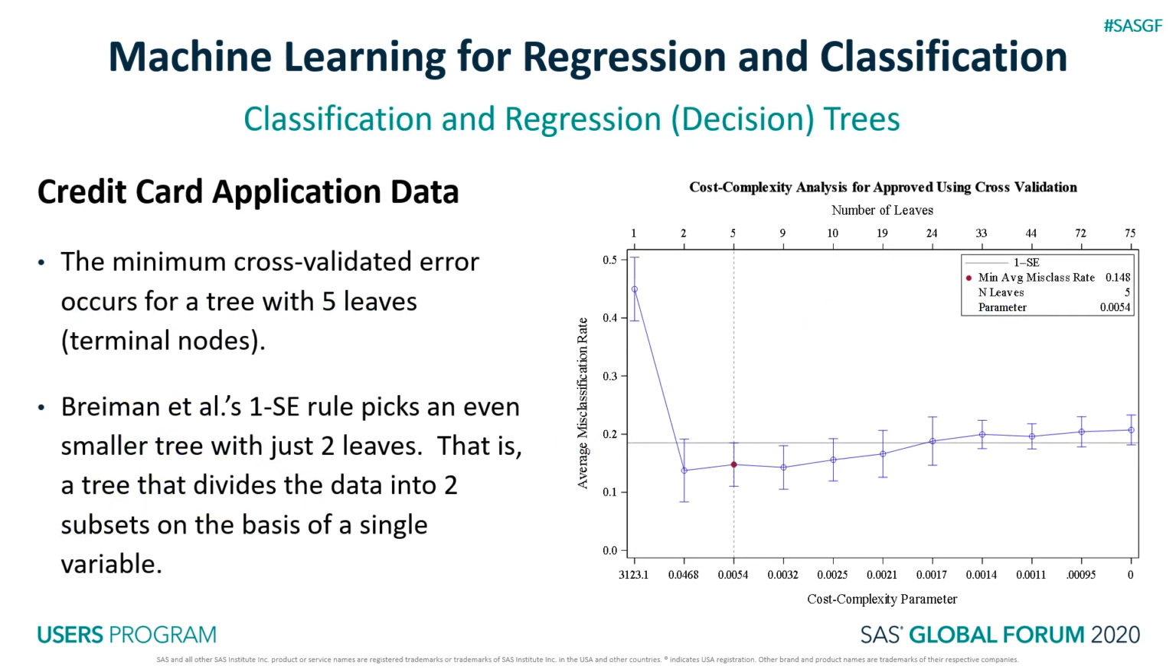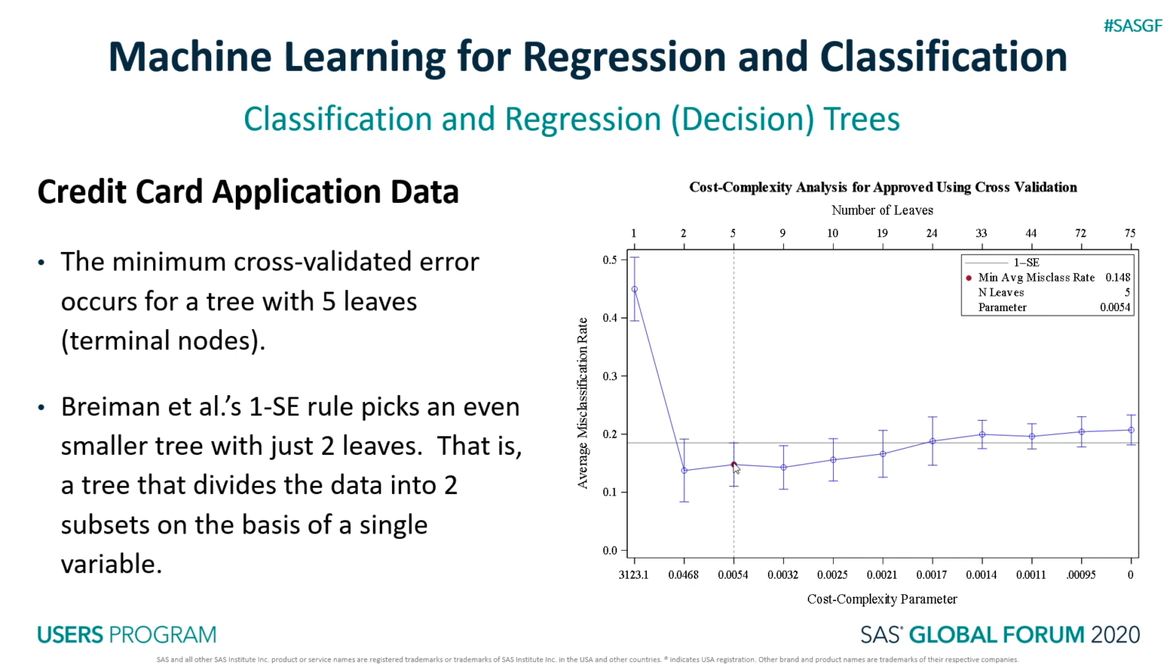And here's the plot that we get. And it turns out that the minimum cross-validated error occurs at a tree with 5 terminal nodes, 5 leaves. These are the subgroups of the data when the process is stopped. That's a pretty small tree. That's a very easy tree to interpret.